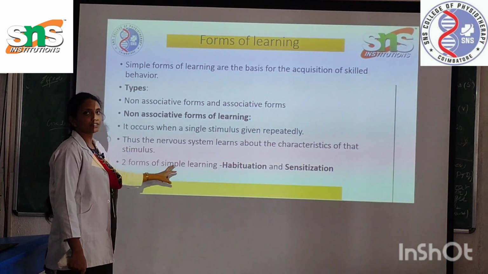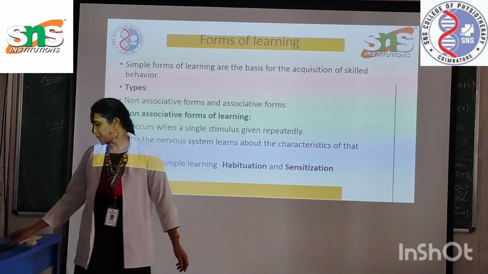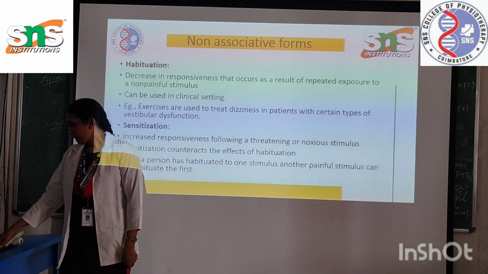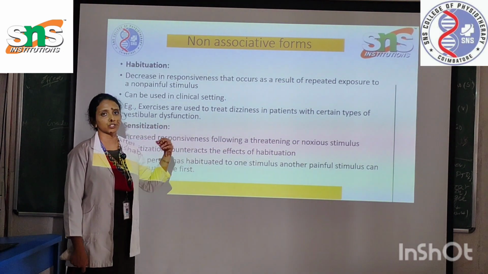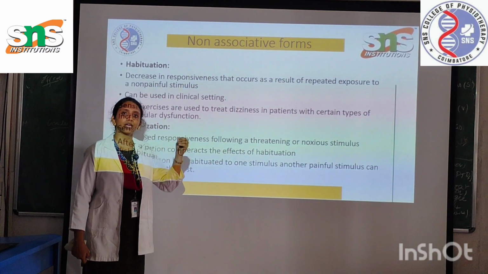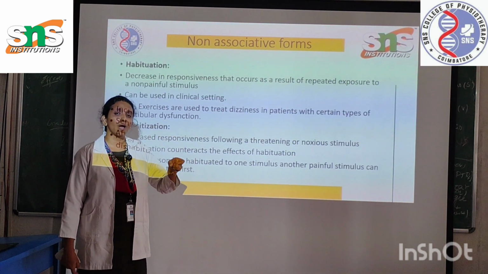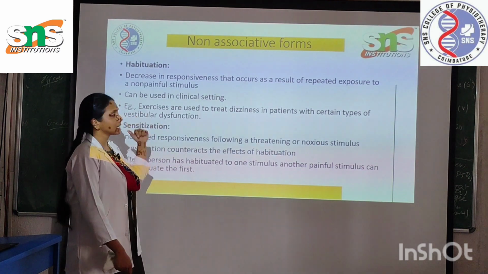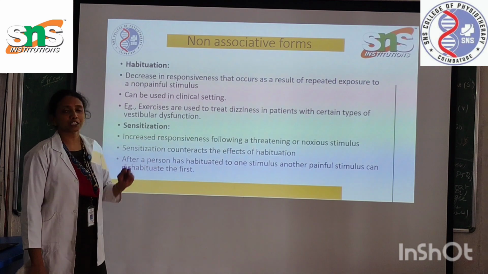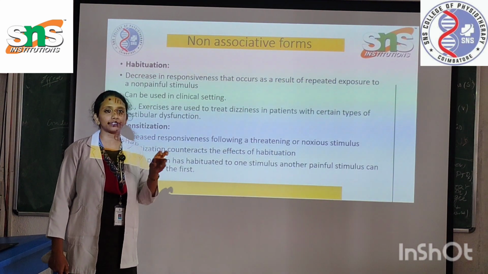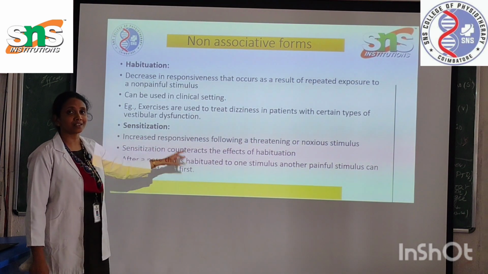So the two forms of this non-associative learning are habituation and sensitization. If you give a repeated exposure of the stimulus to a single movement, that will give you habituation, a decrease in the response. So that is habituation. Next is sensitization, an increased responsiveness to a particular stimulus which is threatening or noxious to a person. So that is sensitization. That will affect the habituation.